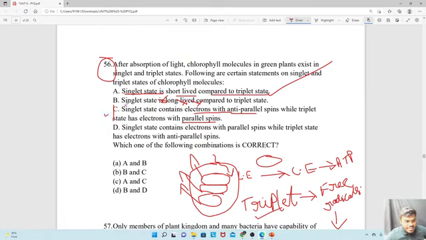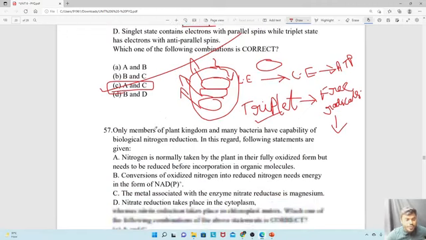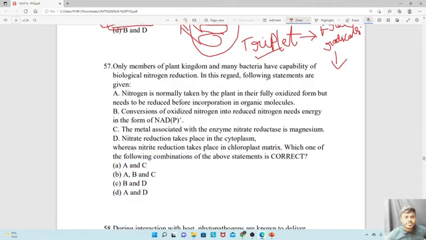Hence friends, option C is the correct answer. Got it? Simple question. Now you people remember that without fail. Good.